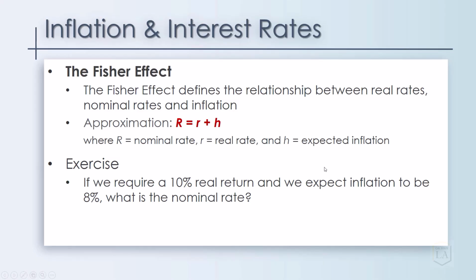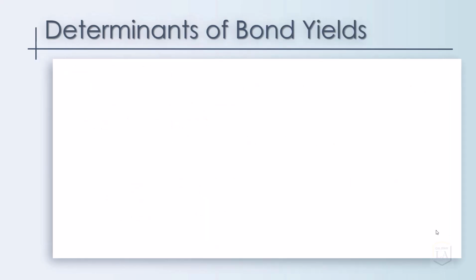Then R plus H would be 10% plus 8%. So the nominal rate should be 18%. So the last topic of chapter 6 is the determinants of bond yields. Here you would like to see what is the factor for the bond yields, or what is deciding the bond yields.